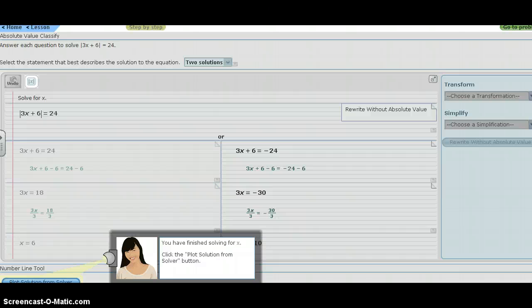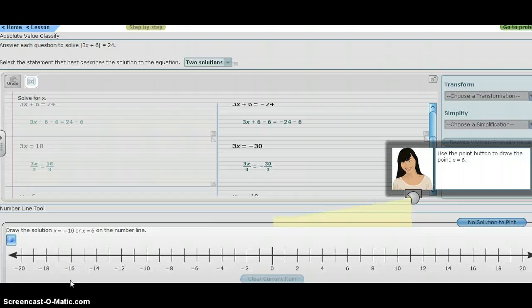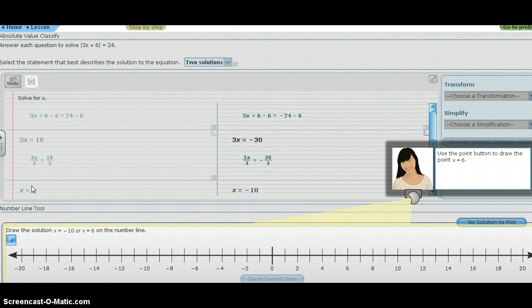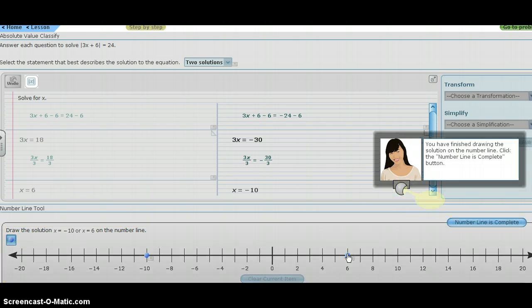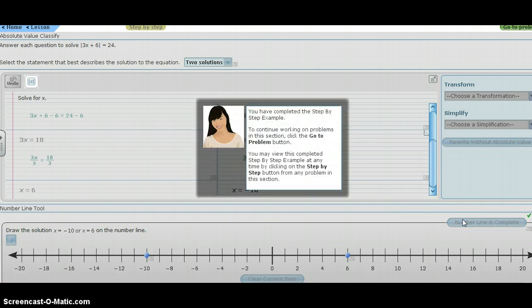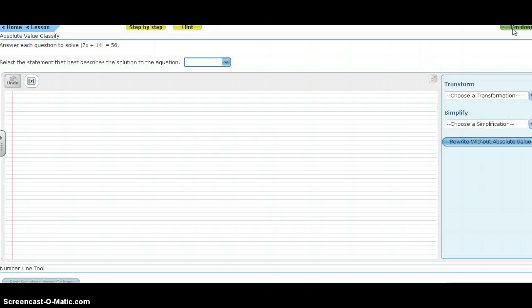Why is that not letting me scroll down? We want to plot solution. I don't know if you guys can see this bottom left hand corner here. It's kind of tight. And then we want to do the number line. So our two answers were 6 and negative 10. So we want to click that point and put one solution was at negative 10, and then click again, and our other solution was at 6. And then we hit the number line's complete, and then we're done, and we're going to go to the problems up here. So I'm going to do the first problem with you.